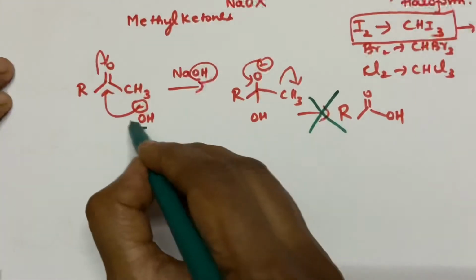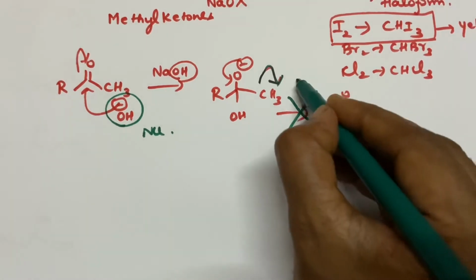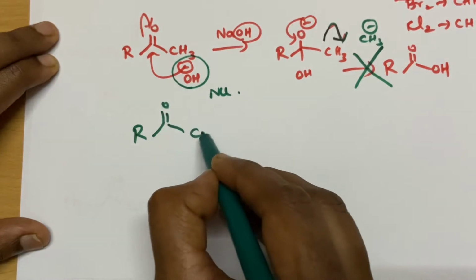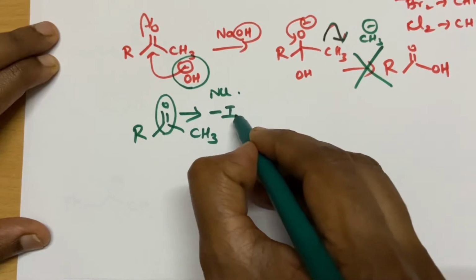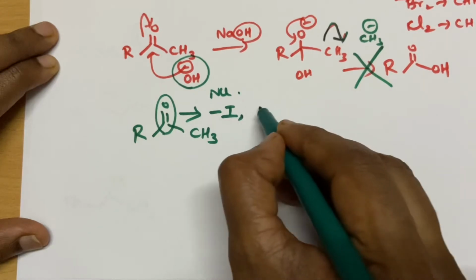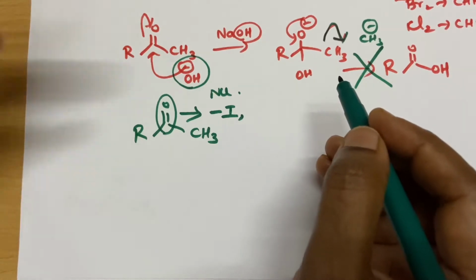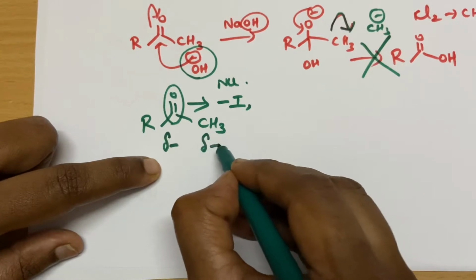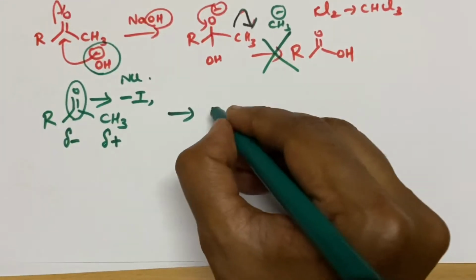You see, this is a nucleophile. Then the CH3 going out must be a nucleophile. But see the polarity here, how it is polarized. You know the carbonyl is a very strong electron withdrawing group, isn't it? It has a strong inductive effect. So the polarity will be, it will have a partial negative charge, and this will be a partial positive charge.